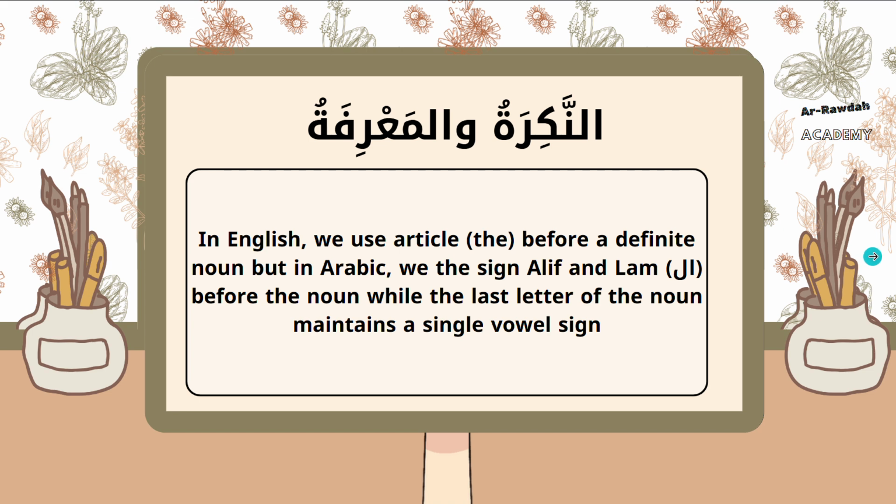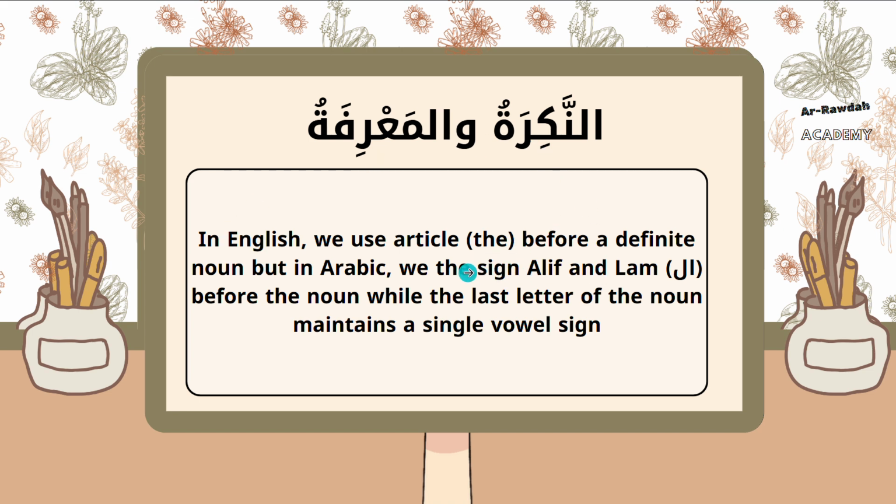Let's move on to al-ma'rifah. How do we express the definite noun in English? We say the boy. We use the article the, right? So we say the boy, the man, the house, the car, and so on. How do we express that in Arabic language?